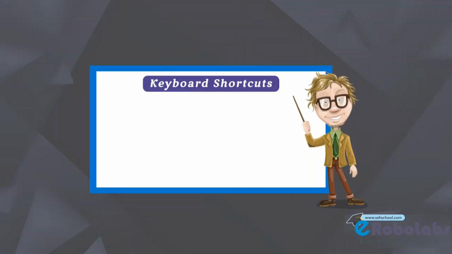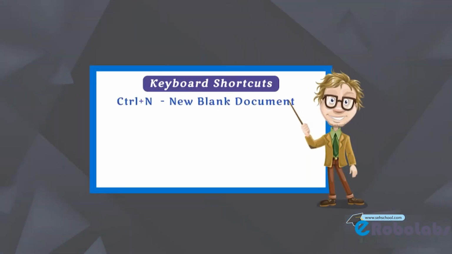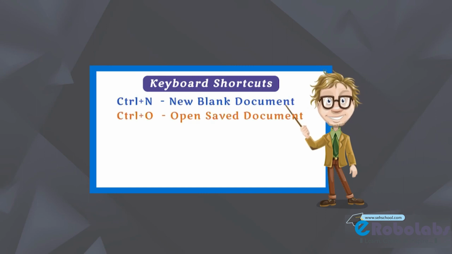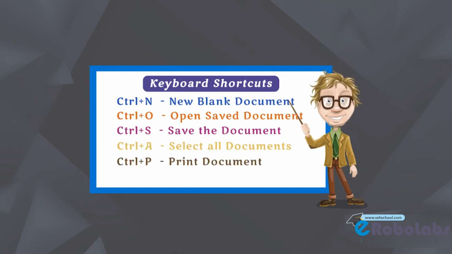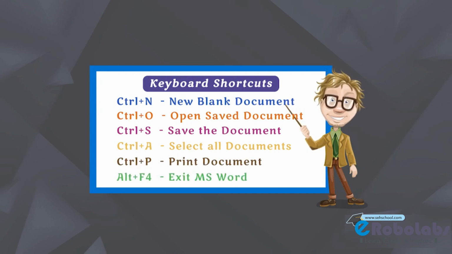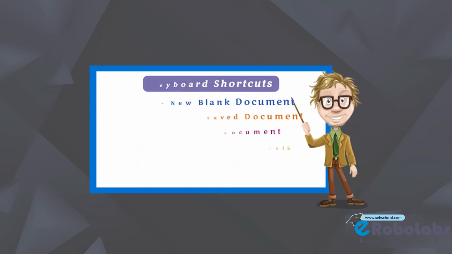Keyboard shortcut. Ctrl plus N used for new blank document. Ctrl plus O used to open saved document. Ctrl S used to save the document. Ctrl A used to select all documents. Ctrl P used to print document. Alt plus F4 used to exit MS Word.